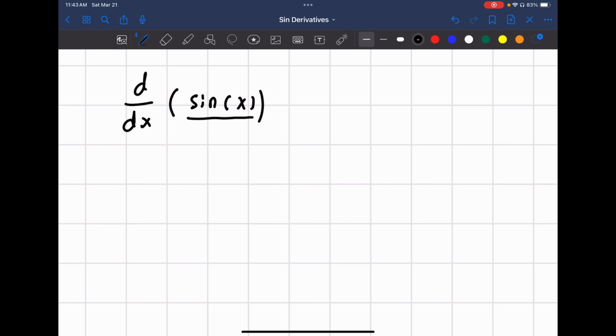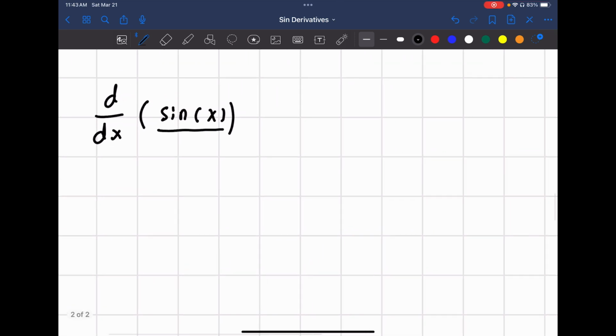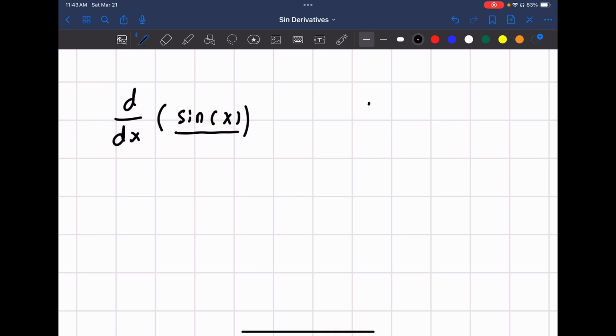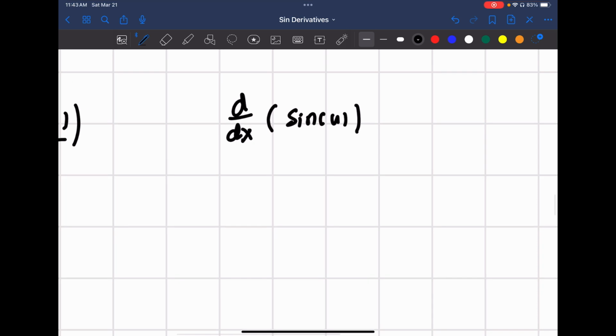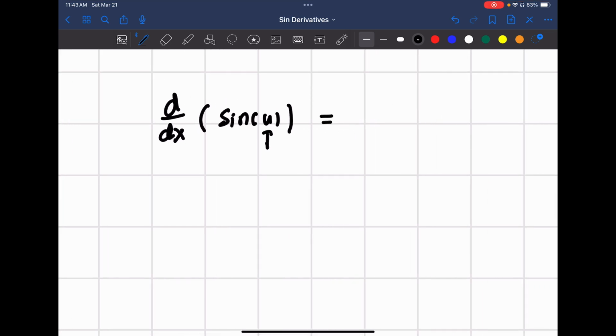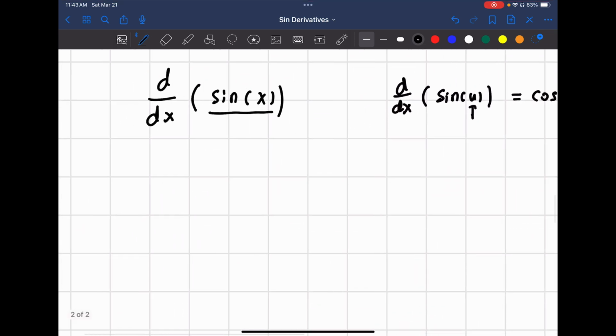So the formula to find the derivative of sine would be d over dx of sin u, where u is an inner function. The derivative of this will be cos u times u prime. So in this example, our u value here would be x, and then u prime would be the derivative of x, which is simply just 1.